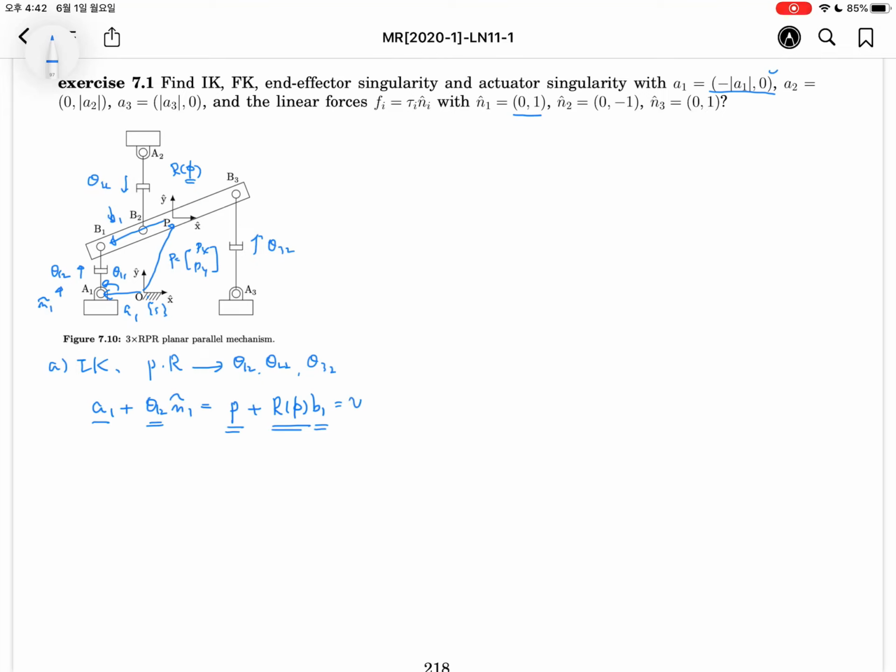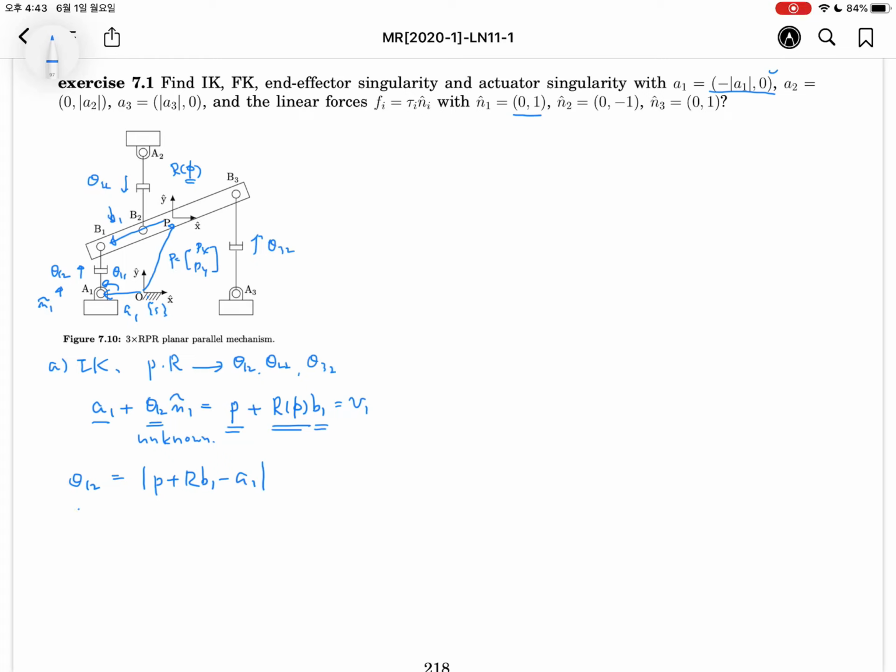So we will denote this quantity as v1. This is unknown. The remaining things are known variables here. So theta 1,2 can be obtained by using the magnitude of p plus Rb1 minus A1. If you want to make it a scalar value, then the transpose operator can be added here as suggested in the textbook. Like this we can find the theta 1 variable.